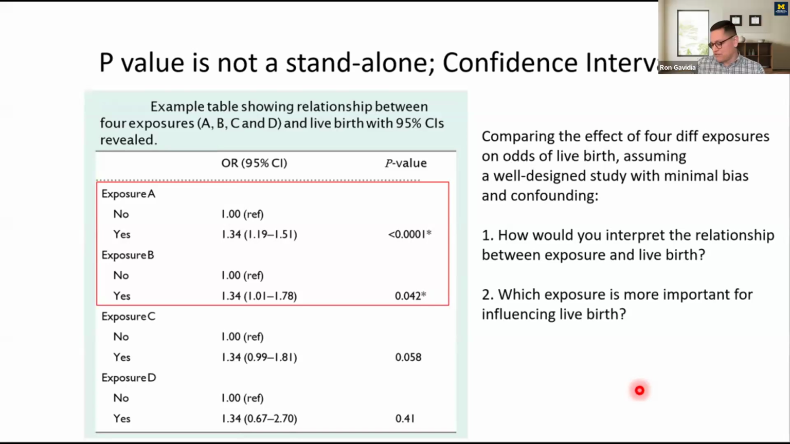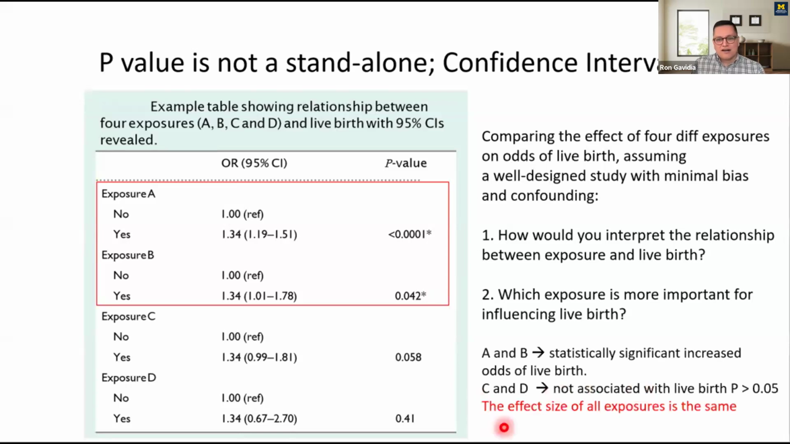Exactly. Great job, Yema. Yeah, so A and B are the factors that were statistically significant for increased odds of live birth. And C and D were not associated with live birth because their p-values were not less than 0.05. However, you were pointing out something very important here, and that is basically the confidence intervals.